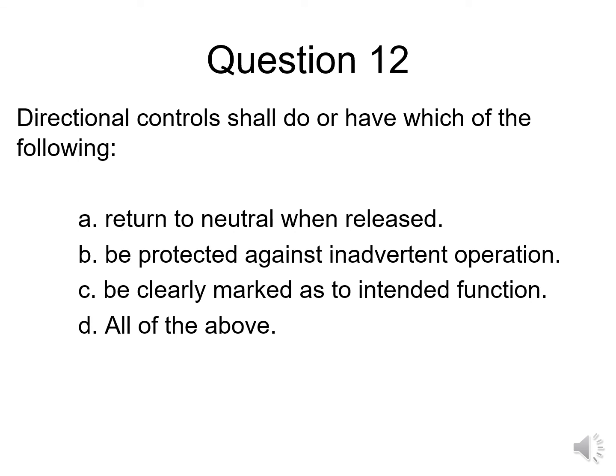Question 12. Directional controls shall do or have which of the following? A, return to the neutral when released. B, be protected against inadvertent operation. C, be clearly marked as to the intended function. D, all of the above.